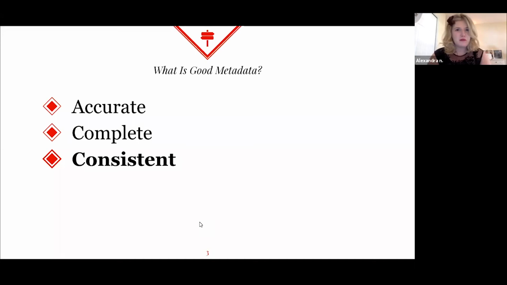How do we know when we've done that? This depends a little bit on who you ask as well as the sector, but very generally speaking, we know we're looking at a good set of metadata when all assets are described accurately, completely, and all terms are used consistently. And it's that last one I'll be talking about today.